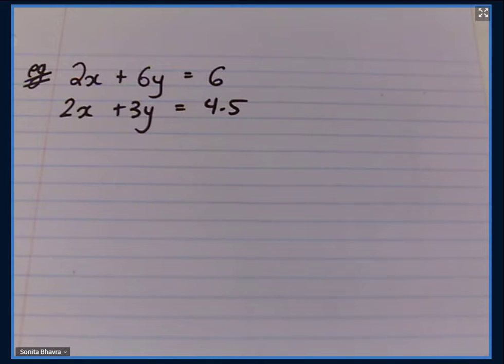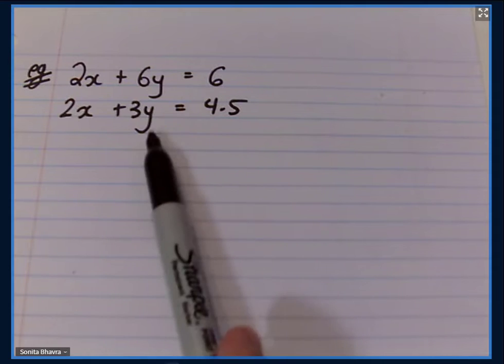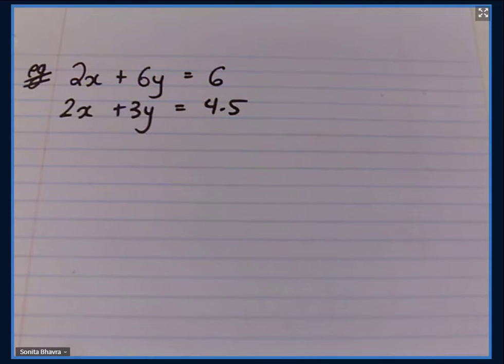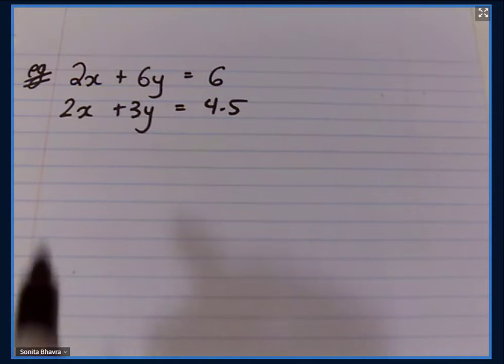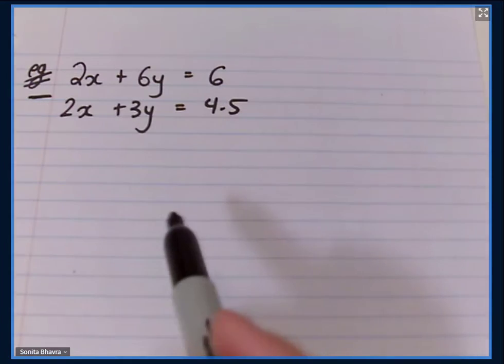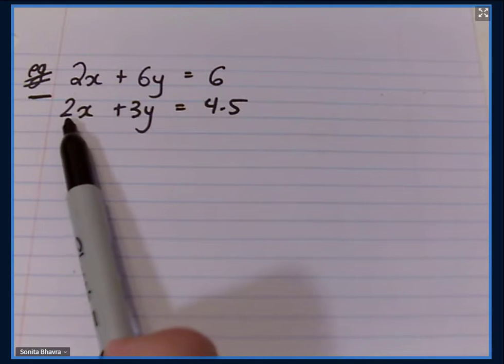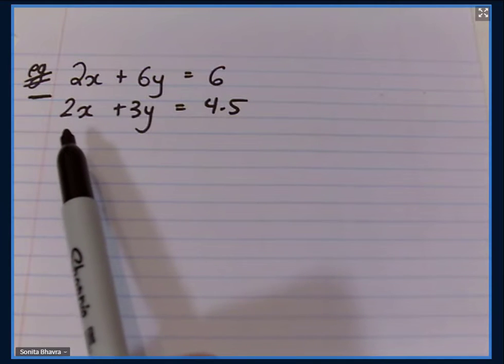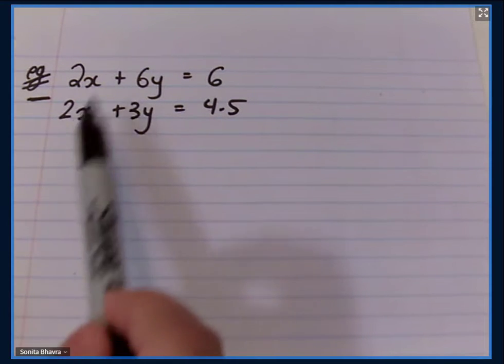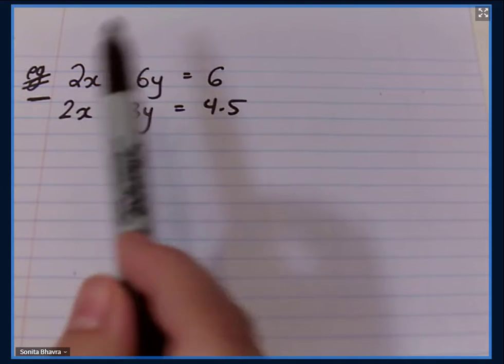All right, so our next example, we have 2x plus 6y equals 6, and we have 2x plus 3y equals 4.5. So in this case, again, notice we have a 2x and a 2x in this equation. So to eliminate x this time, we have to subtract the two equations because it's positive 2 and positive 2. So 2x minus 2x will give me 0x. We'll eliminate that variable.